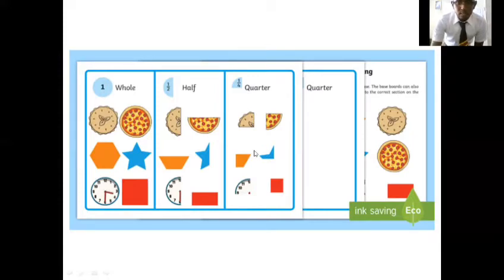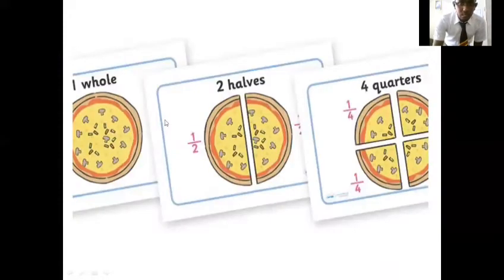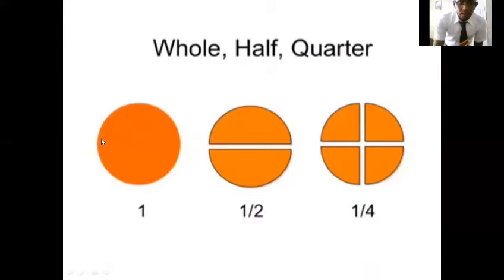Going over to the next slide. Here you see pizza again. The whole pizza, dividing it into two halves, equal parts. Then 4 equal parts here again is 4 quarters. Whole, 2 halves, 4 quarters.